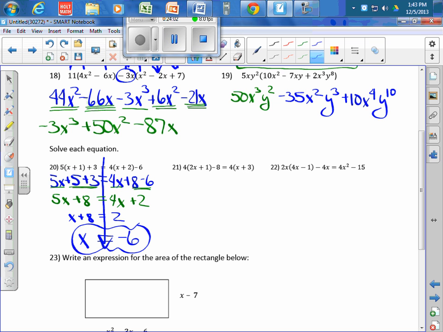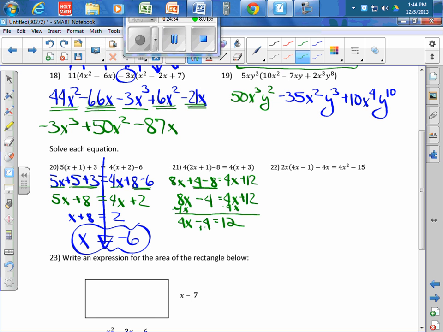In number 21, 4 times 2x is 8x. Plus 4 minus 8 equals 4x plus 12. 8x, 4 minus 8, negative 4 equals 4x plus 12. Subtract the 4x from both sides, right? Get 4x minus 4 is equal to 12. Add the 4 to both sides and get 4x is equal to 16. Divide both sides by 4. X equals 4. Final answer.